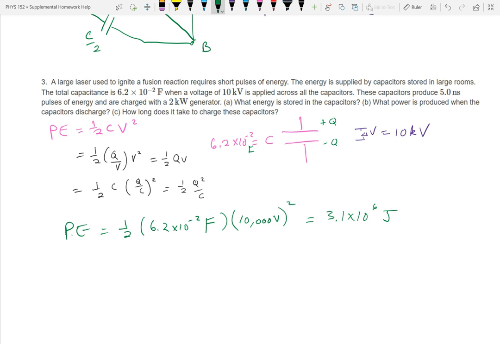Okay, so we have the potential energy stored, because a capacitor stores energy in the form of either a charge separation or an electric field. So that's how much energy is stored. That's part A. And then part B says what power is produced when the capacitor is discharged. So we're going to have, this is our time.